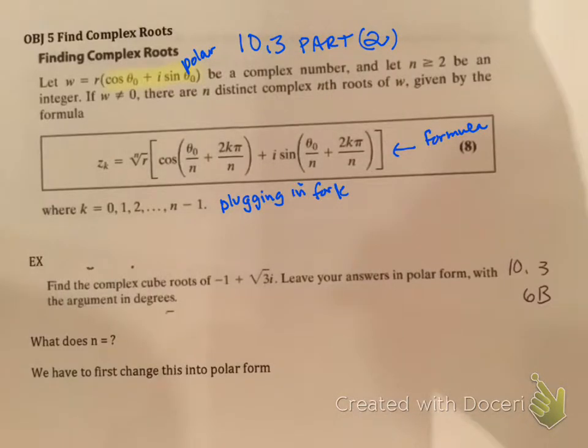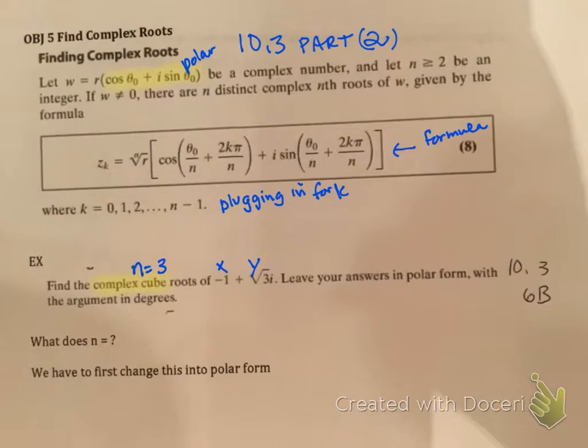So let's start on this. Find the complex cube root of -1 plus radical 3i. Leave your answer in polar form. Well, first of all, this is not in polar form. This is in rectangular form, where x equals -1 and y equals radical 3. Complex cube root, the reason why I highlighted that is because n equals 3. So the first thing we have to do is change -1 plus radical 3i to polar form to be able to use the formula to find the complex roots.